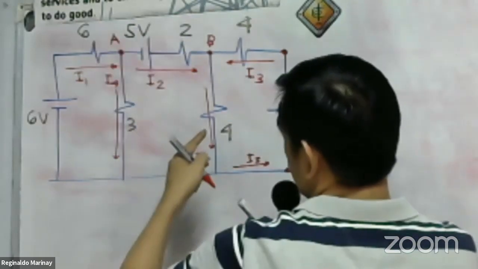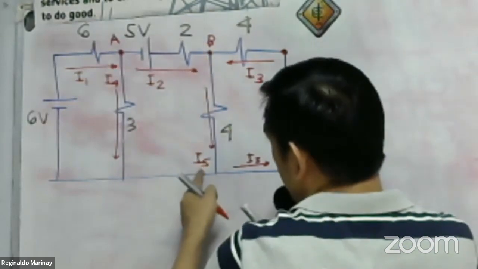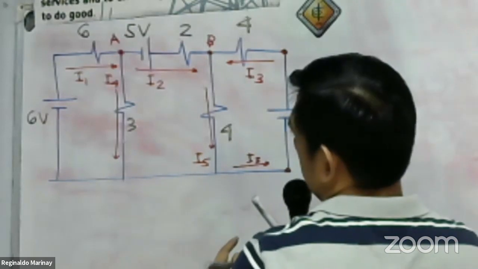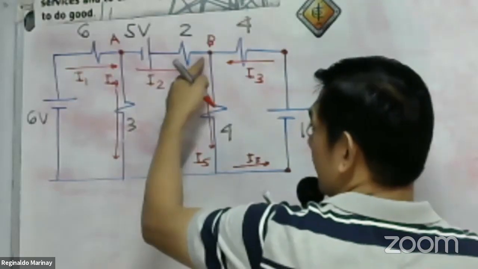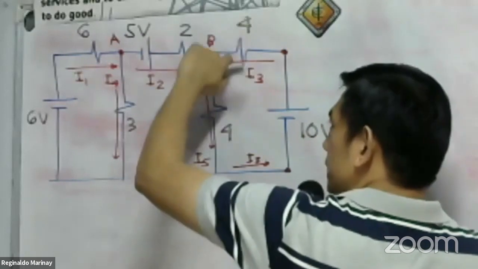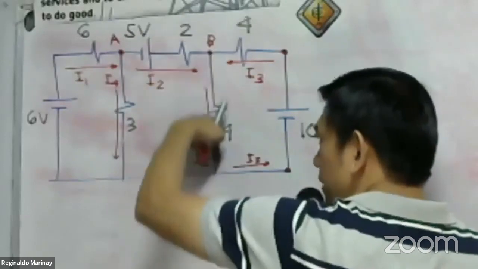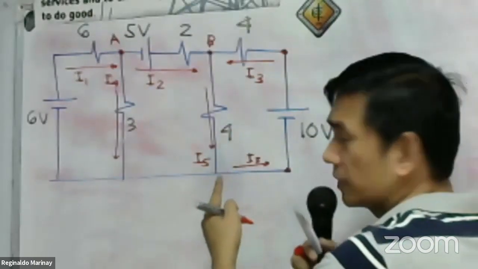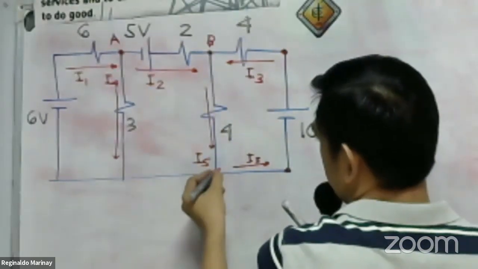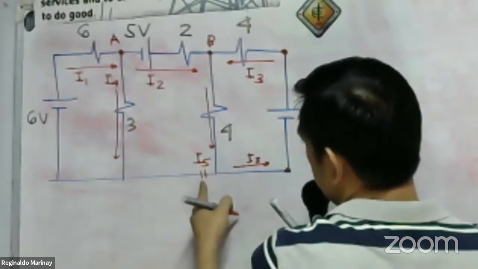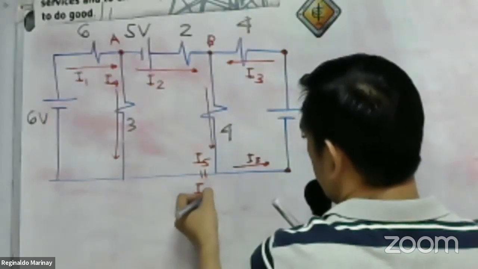Okay. Let us have node B by Kirchhoff's current law. What is our I5 here? Take a look. Our I5, the current entering is equal to the current leaving, isn't it? So this is I2 plus I3. That will be your I5, right? So therefore, this I5 is simply equal to I2 plus I3.